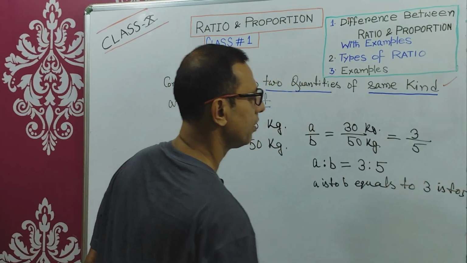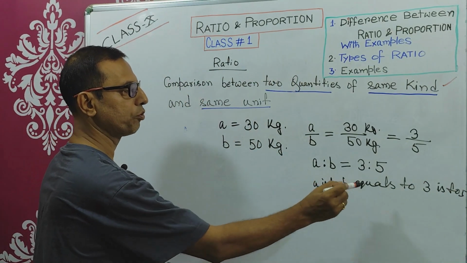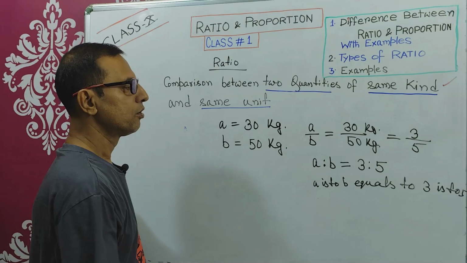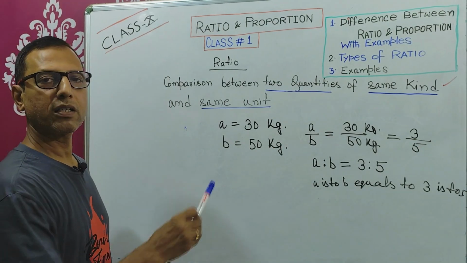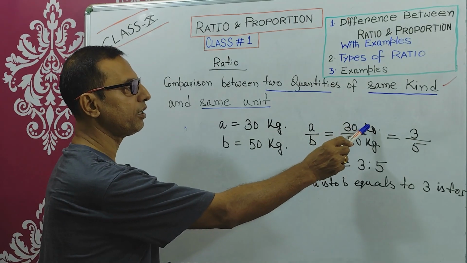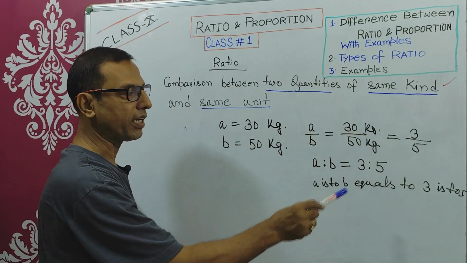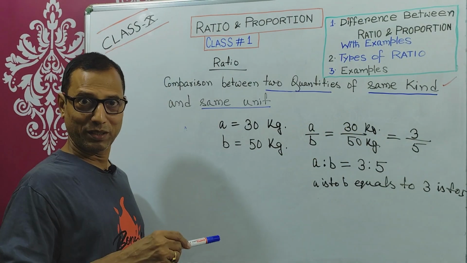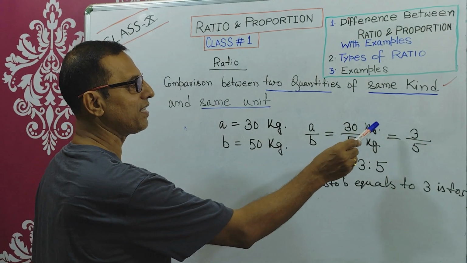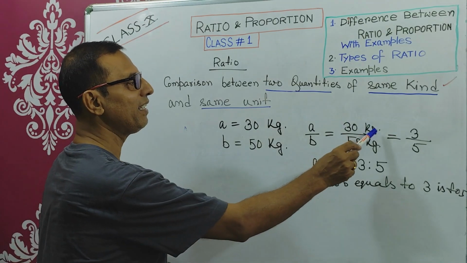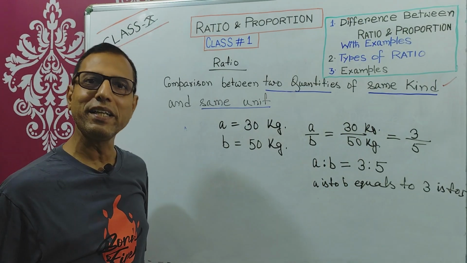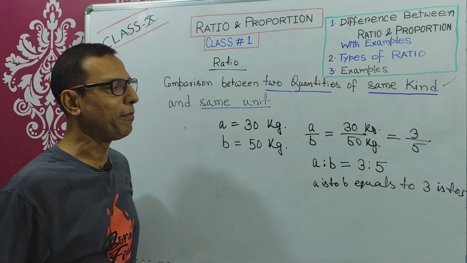3:5. That is how you read it: A is to B equals 3:5. So this is nothing but a fraction. But why the same unit should be there, you can understand in reverse. If kg is the unit of weight, then if the unit is same, automatically the kind is also same.